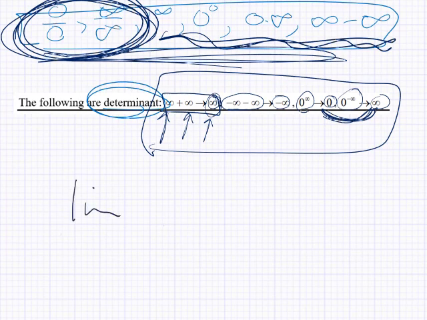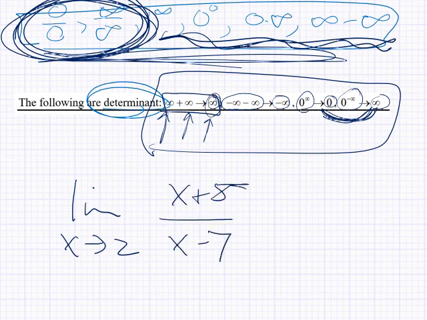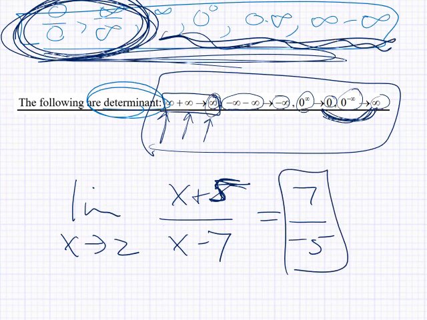If I had a limit like this, limit as x approaches 2 of x plus 5 over x minus 7, okay? This is not indeterminate. If x is getting closer and closer to 2, the numerator is getting closer and closer to 7, the denominator is getting closer and closer to negative 5, and so the whole thing is just getting closer and closer to 7 over negative 5. There's no L'Hopital's rule involved. This is just plug the number in, you're good to go.